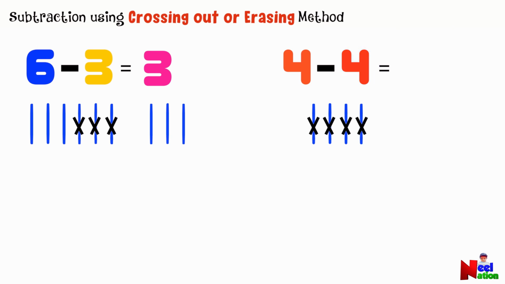Now, how many lines are left? Exactly. There are 0 lines left. So when we take 4 away from 4, we get 0. This means 4 minus 4 equals 0.